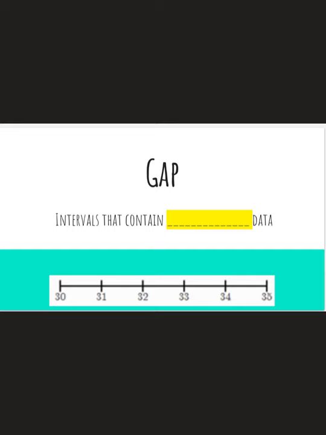Okay, this next one is called a gap. This is intervals that contain no data. So it's exactly how it sounds. It's a gap in your data. So an example would be if I put 1 at 30, 2 at 31, nothing at 32, 2 at 33, 1 at 34, and 1 at 35, my gap would be at the interval 32 because there's no data there.